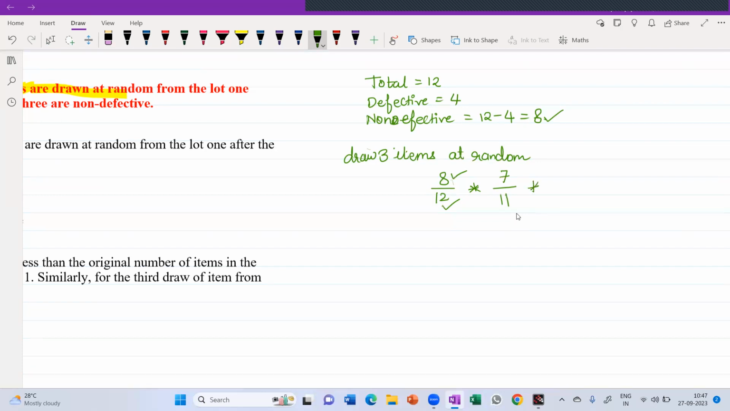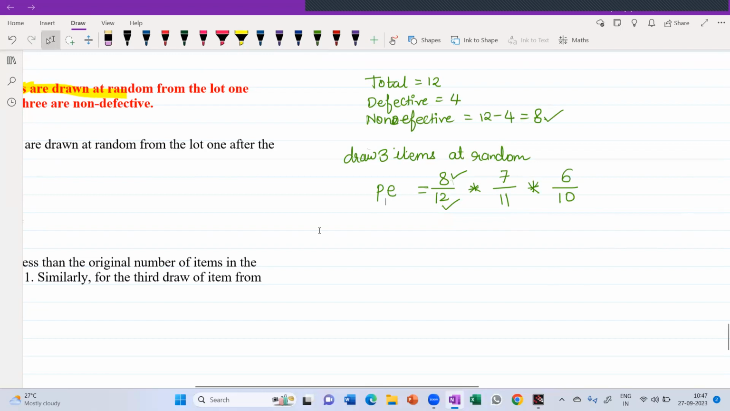All right. Then we have to draw one more non-defective item, so I'm going to put multiplication sign. Now, after removing 2 non-defective items, I am left with 6 non-defective items out of 10. So this is going to be the answer of your required question. The probability I'm storing in the variable P, and in the next line I will display it. You're going to solve it and you're going to get the answer of this question.